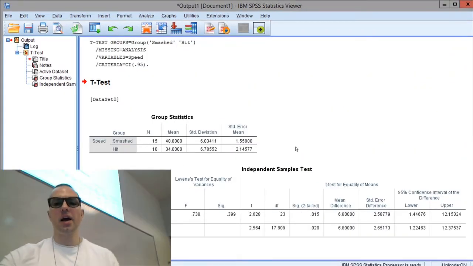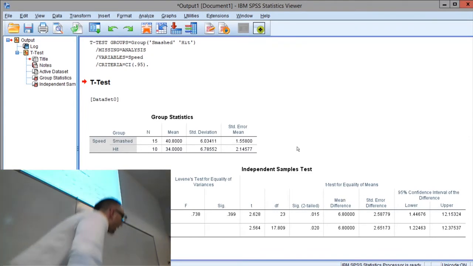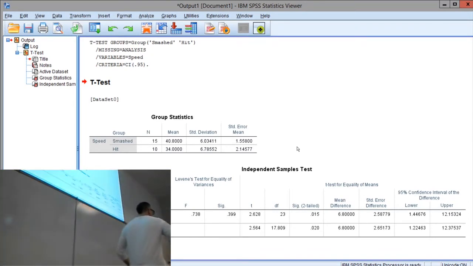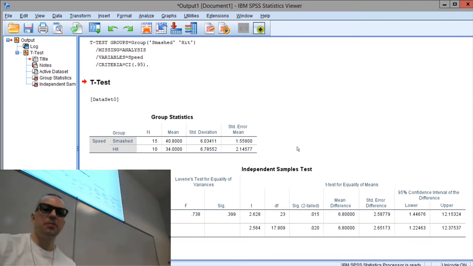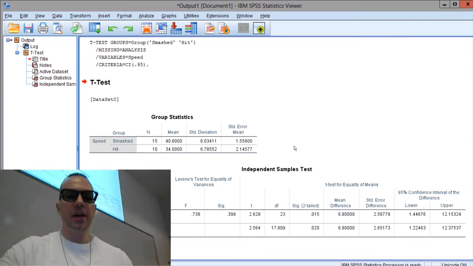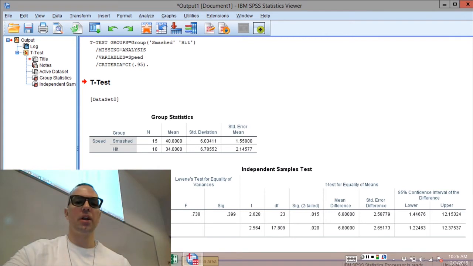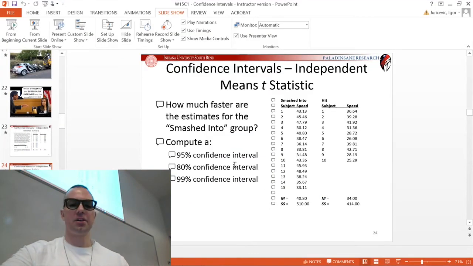And there is our output right there. And we are about halfway there. And just to show you, there is the information that we need to do the 95% confidence interval. So it's a 95% confidence interval of the difference, very nicely labeled as your 95% confidence interval. So we were asked to calculate a 95% confidence interval. We have done that. The next one that we wanted was an 80% confidence interval.